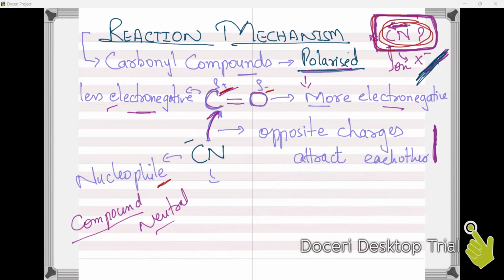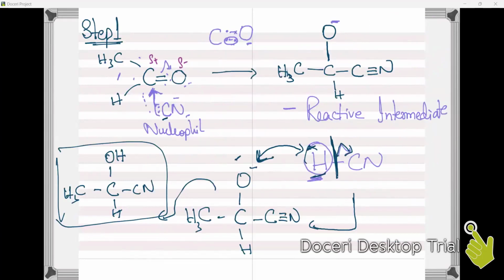Because it is less electronegative. Partial negative because it is more electronegative. And cyanide is attached to this carbon. Why? Because obviously cyanide is a nucleophile. It has a negative charge. It will be attracted by the positive charge, as oppositely charged species attract each other.